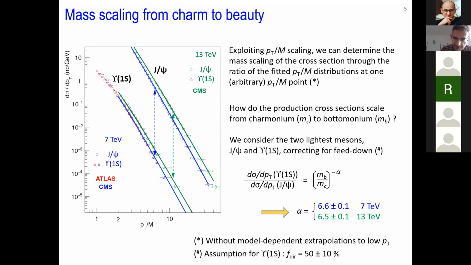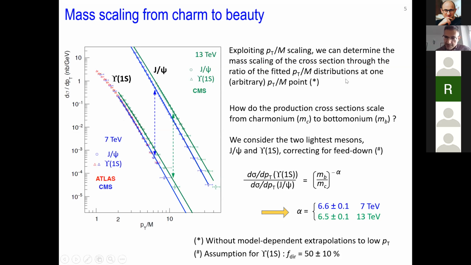So we parameterize the ratio between J psi and epsilon as a power law in the ratio of the quark masses. And if we do this, we find that the exponent of the power law is 6.6 or 6.5.